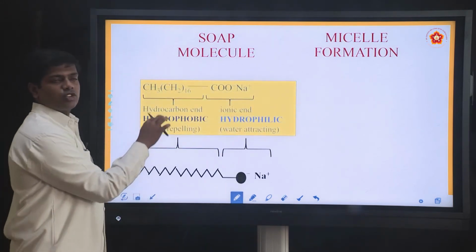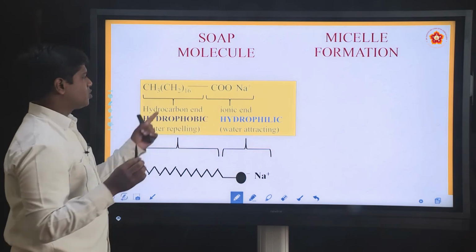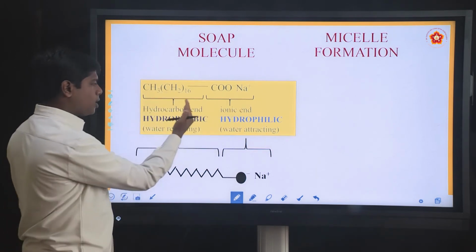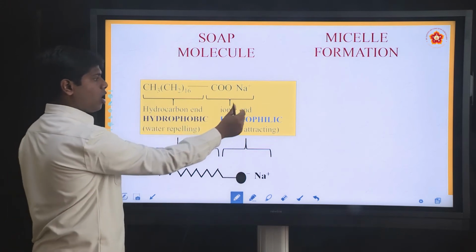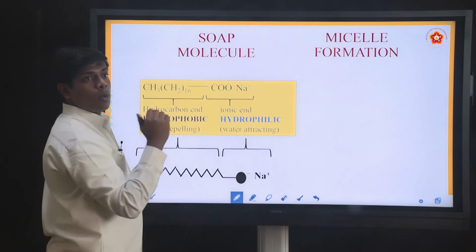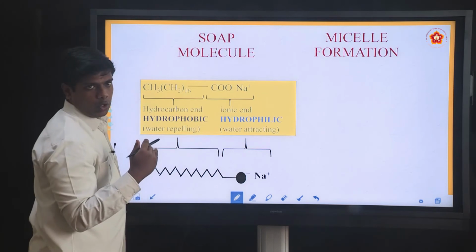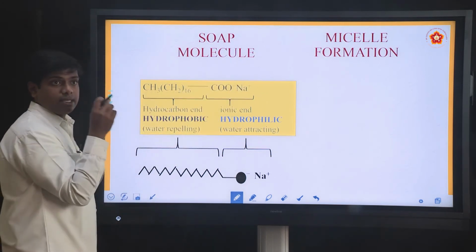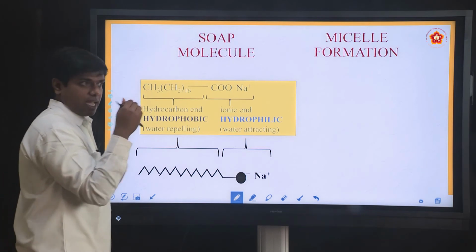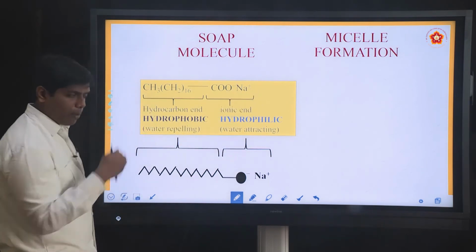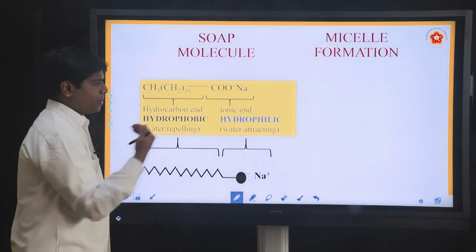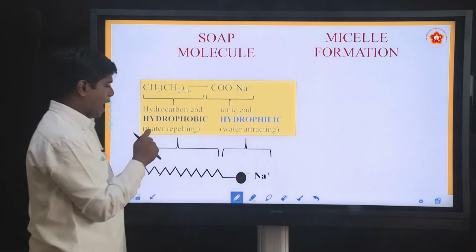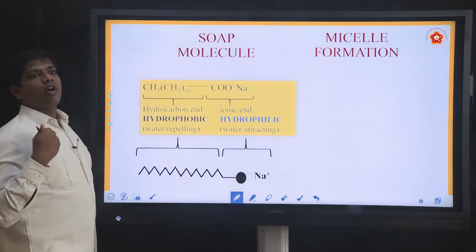This is the general soap molecule. I said there are two parts: one is ionic, and the other is hydrocarbon. The ionic part is hydrophilic, moving towards the water molecule, water attracting. The other is hydrophobic. In a micelle there are two parts, one is the hydrophilic part and one is the hydrophobic part. Hydrophilic means moving towards the water, water attracting. Hydrophobic means moving away from water.